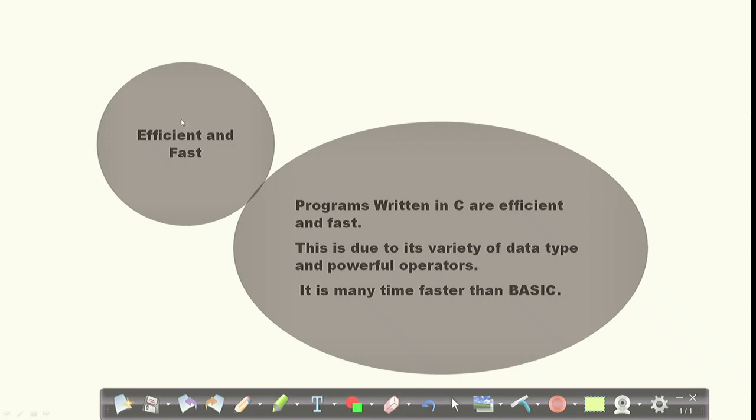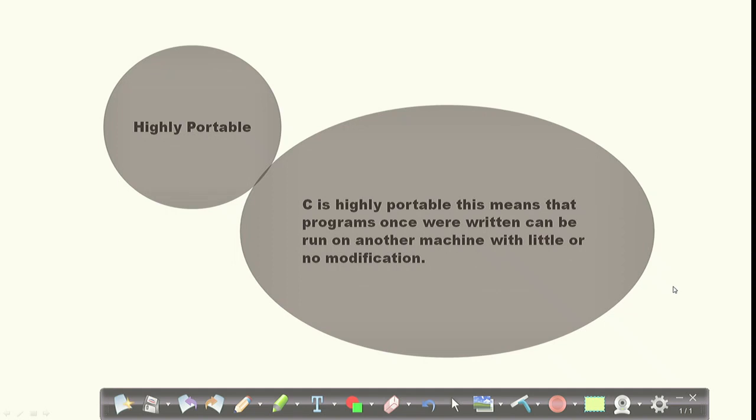The next feature is efficient and fast. Programs written in C are efficient and fast, due to the variety of data types and powerful operators that we will discuss in the next lecture. C is many times faster compared to a previous language, BASIC. The next feature is that C is highly portable. That means a program once written can be run on another machine with little or no modification. That means your program is not dependent on a platform.